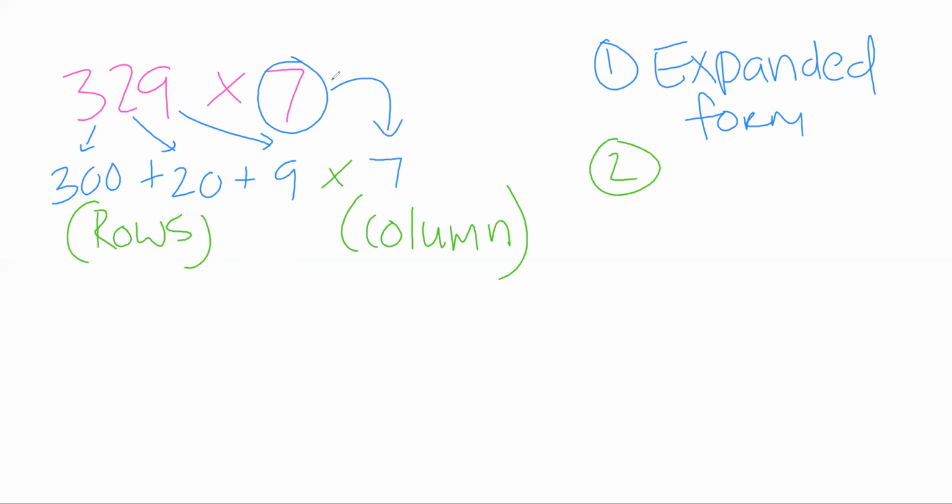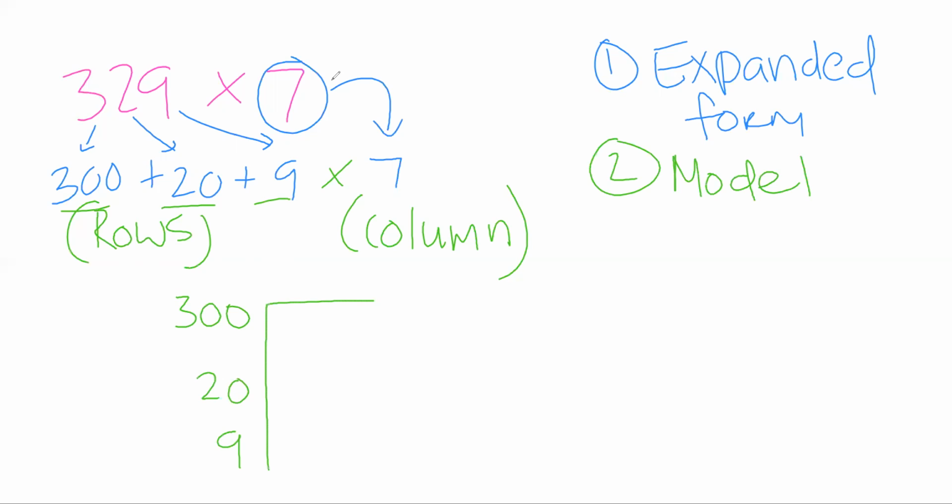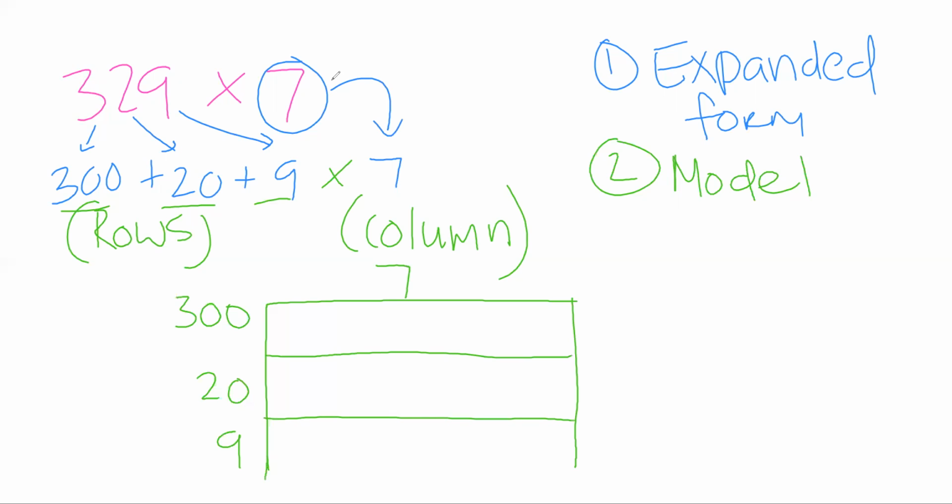Then we're going to make our model. We're going to make that area model, our rows and columns. So I have 3 rows. I have a row of 300, I have a row of 20, and I have a row of 9. And really, I'm just multiplying that by a column of 7. So here's where my model looks a little bit different, right? It's just one column that I'm multiplying by.